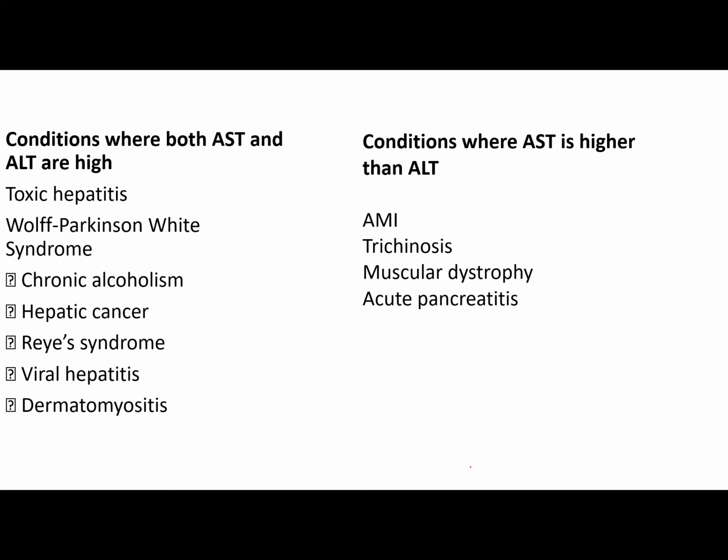Now, conditions where both AST and ALT are high, we have your toxic hepatitis, Wolff-Parkinson-White syndrome, chronic alcoholism, hepatic cancer, Reye's syndrome, viral hepatitis, and dermatomyositis. Then conditions where AST, class, is higher than ALT, we have your acute myocardial infarction, trichinosis, muscular dystrophy, and acute pancreatitis.